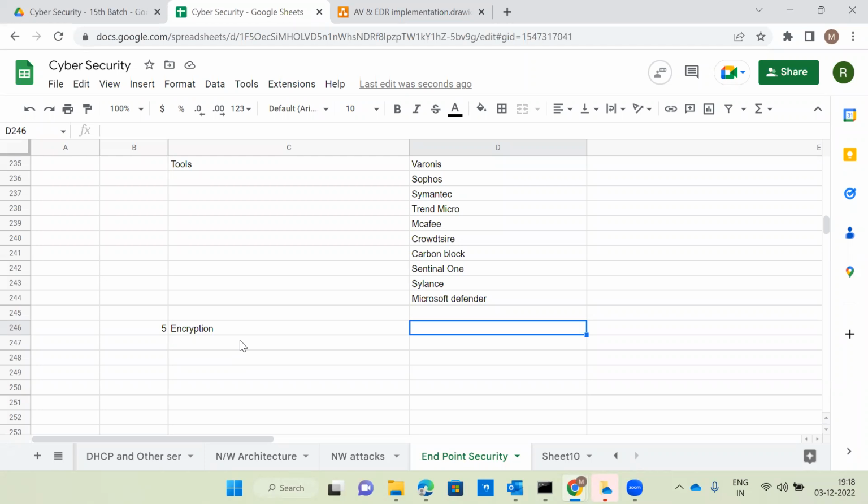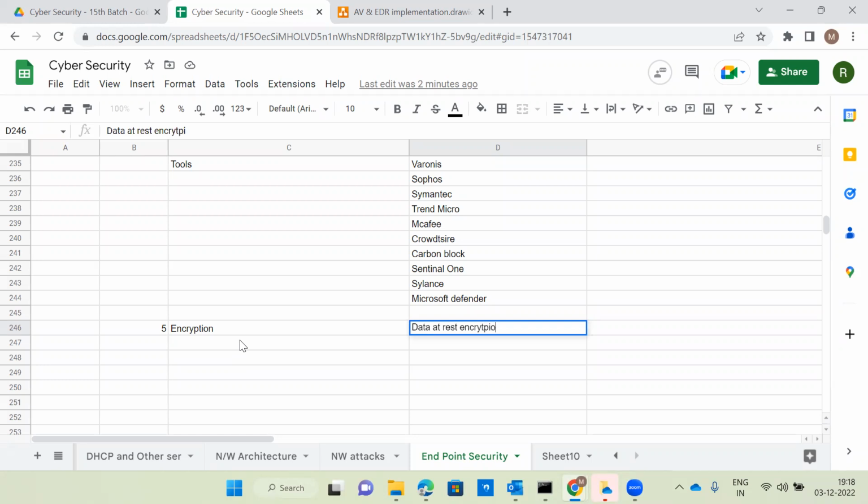Whenever we are launching a VM, a virtual machine, maybe EC2, Elastic Compute Cloud, in Amazon, one of the options is disk encryption. You decide whether you want to encrypt the disk or not, and per hour so much money you have to pay. So this encryption is data at rest encryption.